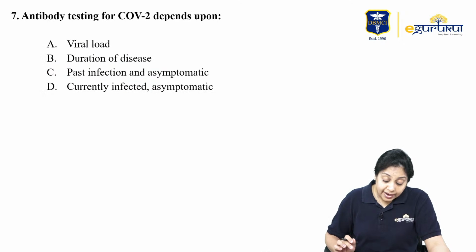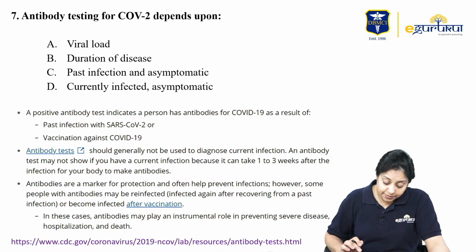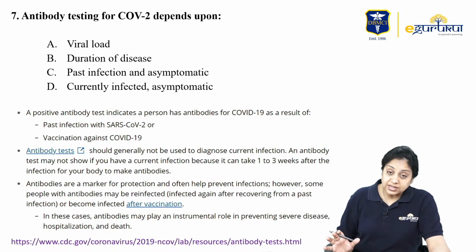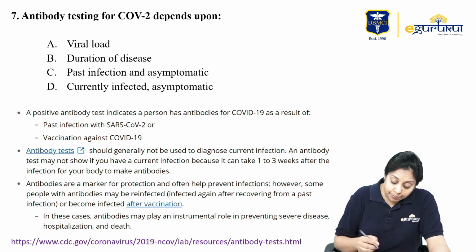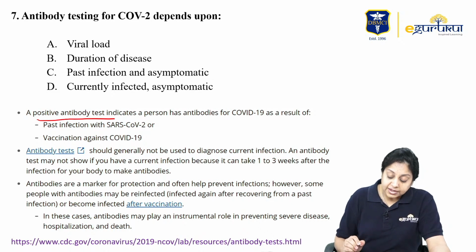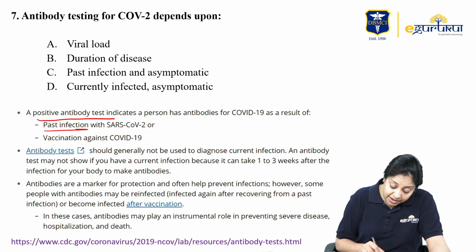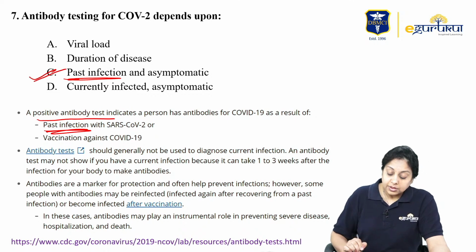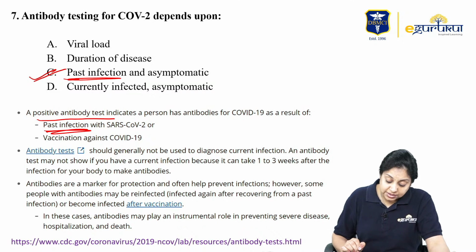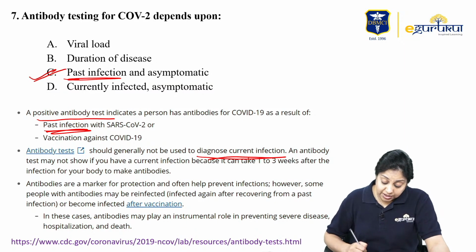Antibody testing for CoV2 depends upon what? This is from the CDC government. A positive antibody test indicates what? The person has the past infection, or has been vaccinated. That is why the person has antibodies available, right? It is not used as a diagnostic test for the current infection.